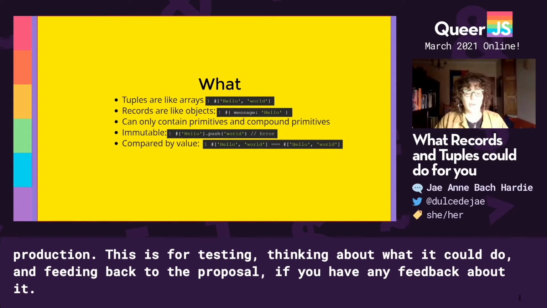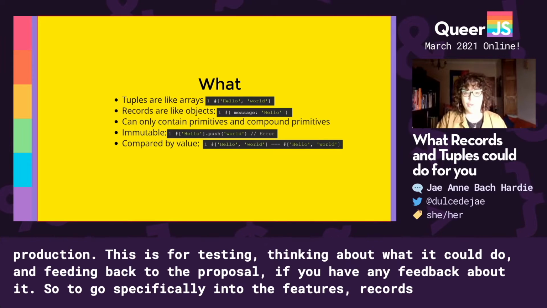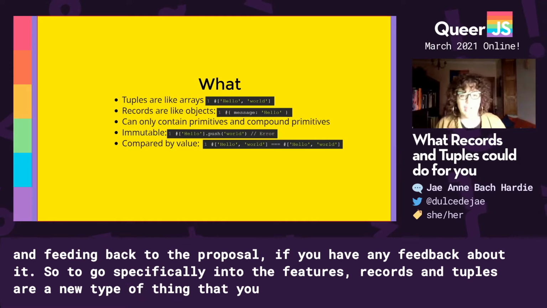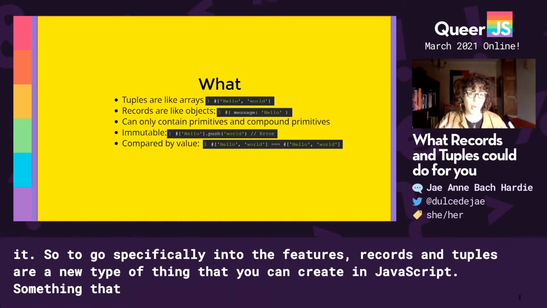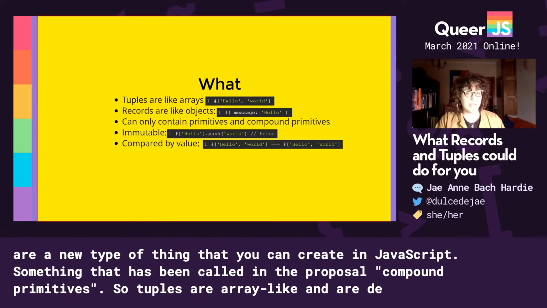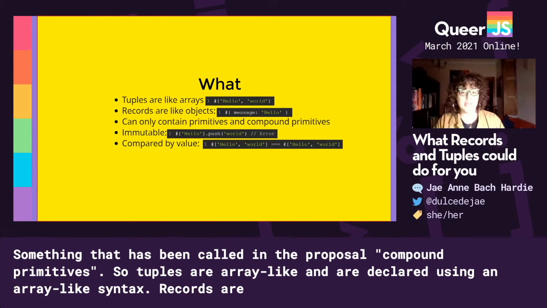So to go specifically into the features, records and tuples are a new type of thing that you can create in JavaScript, something that has been called in the proposal compound primitives. Tuples are array-like and are declared using an array-like syntax. Records are object-like and are created using an object-like syntax.